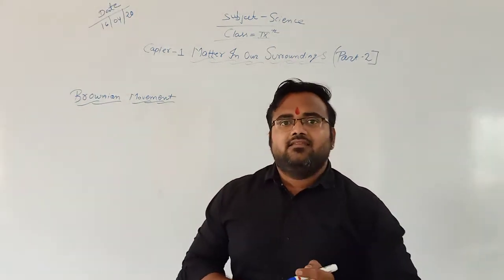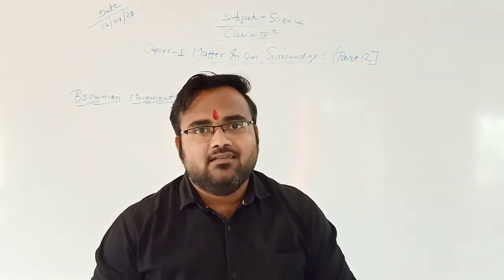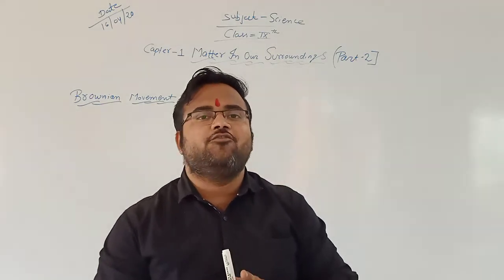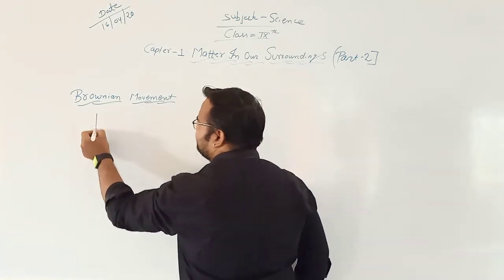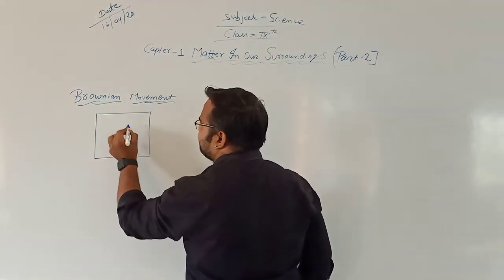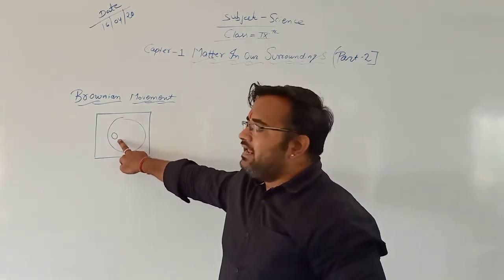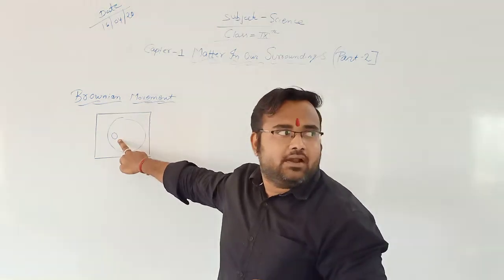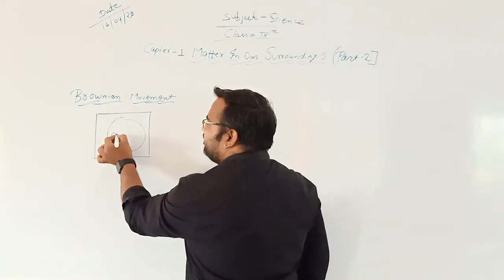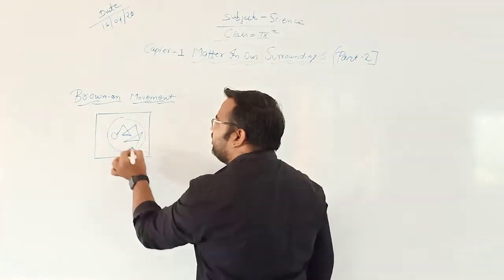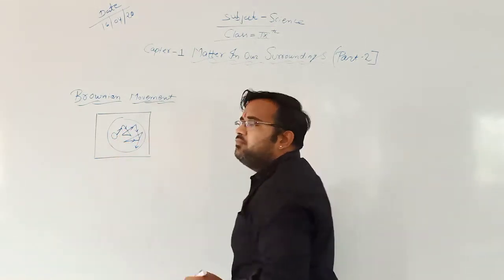Brownian movement is the zigzag motion of the particles of matter in a surrounding. Now we can understand by the diagram. Suppose this is any part of the matter, a small tiny part of the matter, and we'll see its movement in a zigzag manner. The direction we can see like this is known as the Brownian movement.